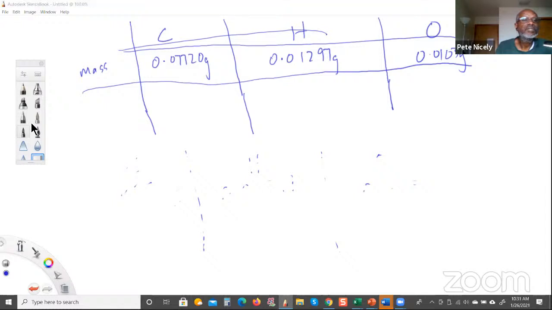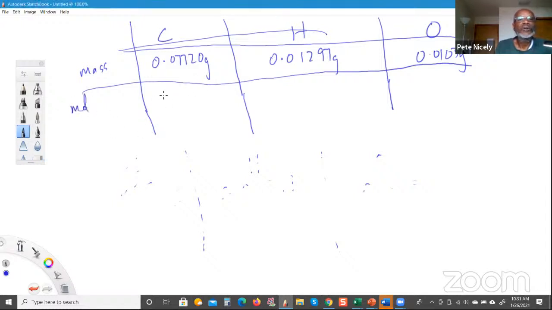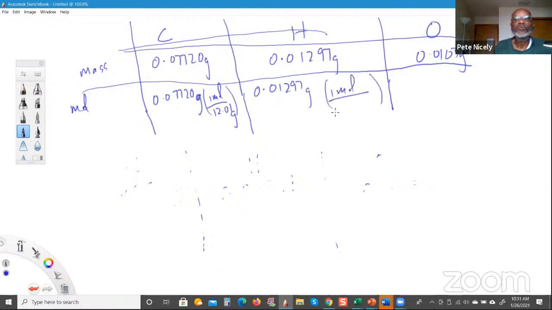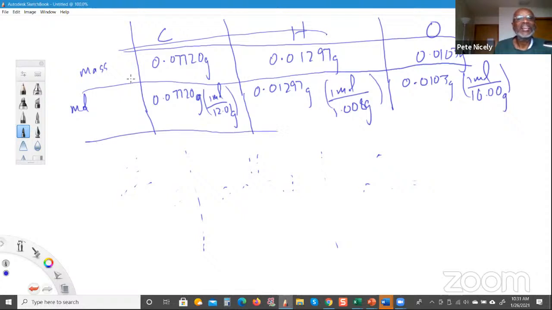To get the moles, we're going to take 0.07720 grams multiplied by 1 mole over 12.01 grams, and then 0.01297 grams multiplied by 1 mole over 1.008 grams. And then finally, in the case of oxygen, 0.0103 grams multiplied by 1 mole over 16.00 grams. Oh, I shouldn't have done that. Let me erase this here. We're going to do the calculations here at this point.